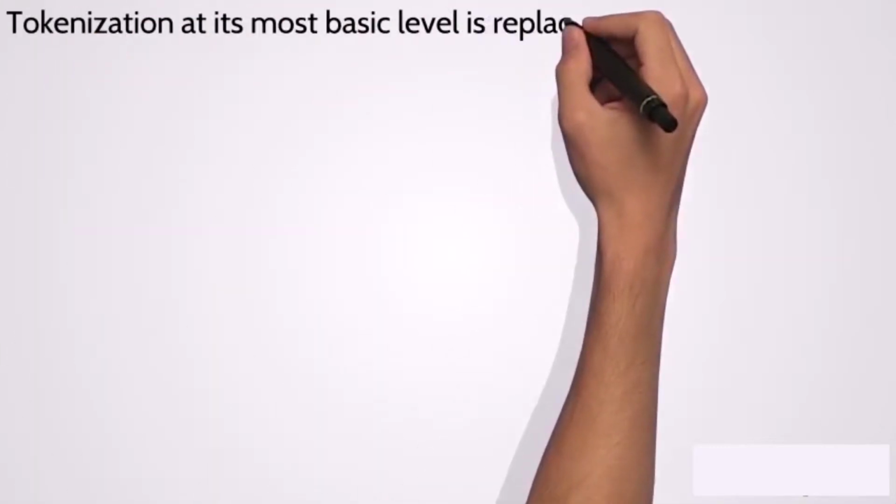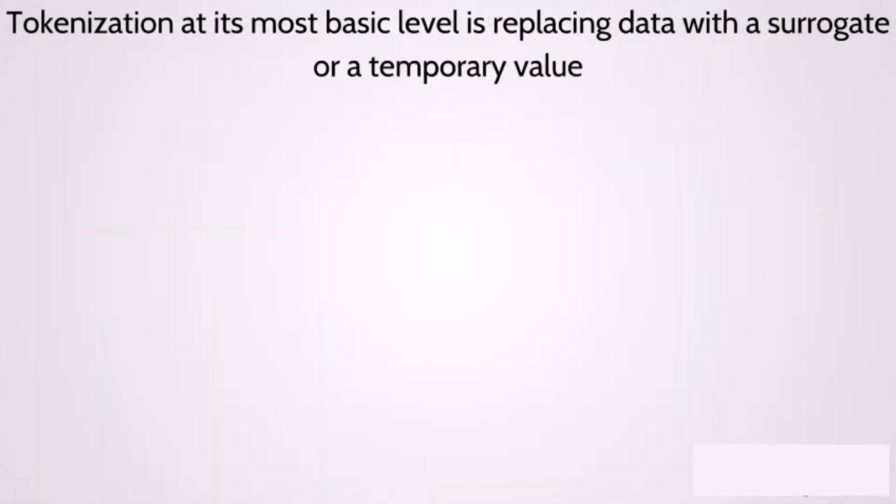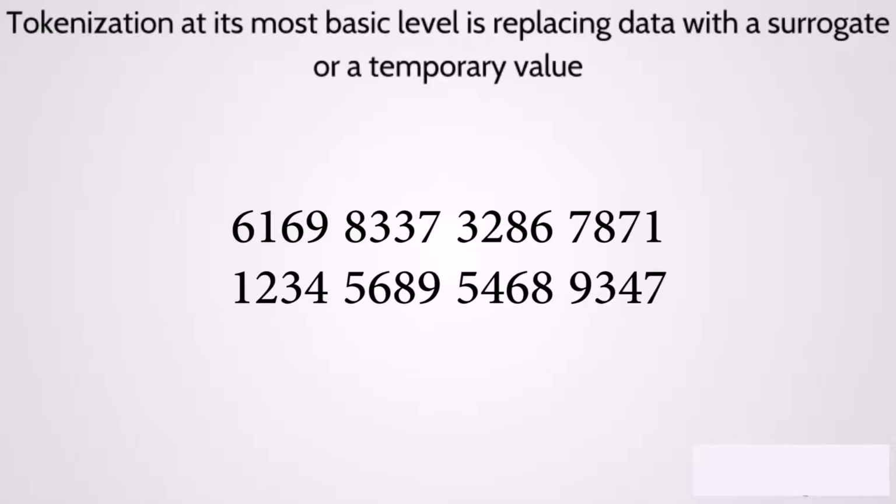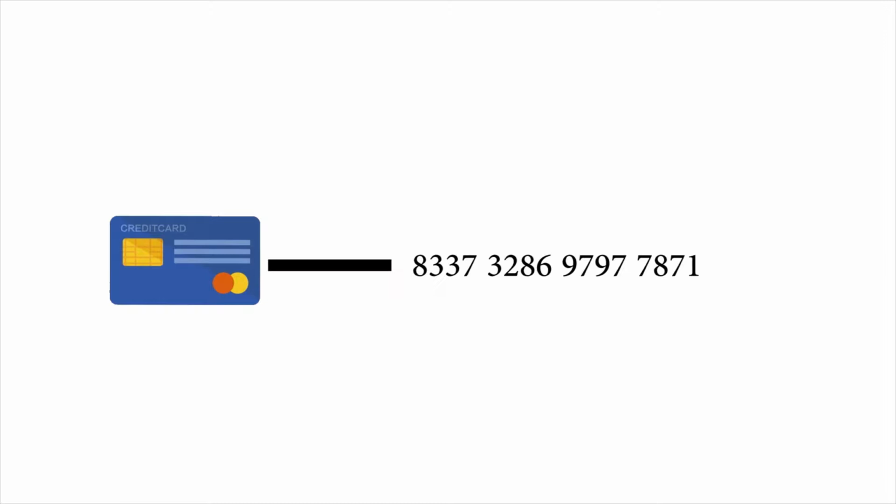Tokenization, at its most basic level, is replacing data with a surrogate or temporary value. By replacing data with a surrogate value, a user is ensuring that any hackers or thieves who might get a hold of the information are unable to use it for any real purpose. Creating a surrogate value is really as easy as coming up with a random string of numbers that can be matched back to the original string using a database.